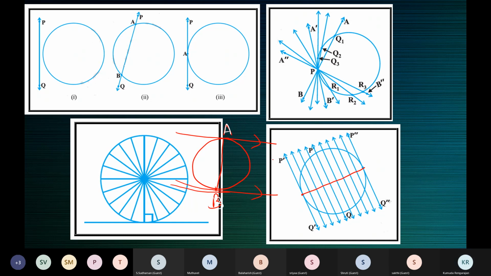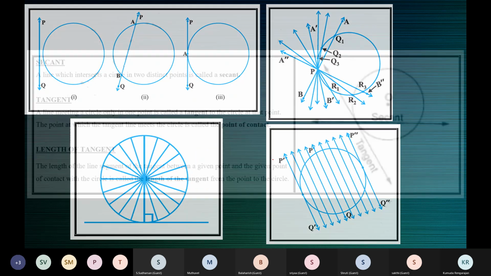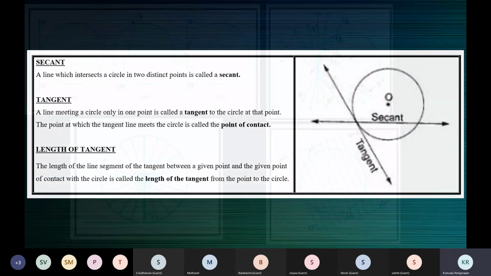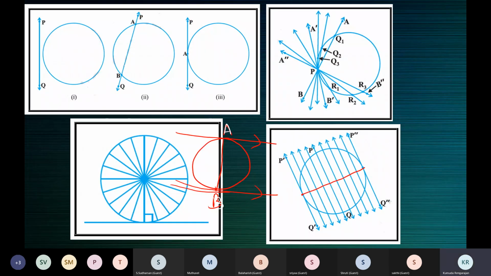Following, children? Are we all getting it right? Yes, ma'am. Secant, tangent, all right. Length of tangent. Then what these figures convey.